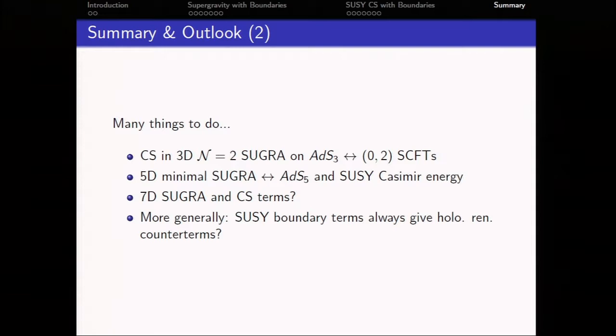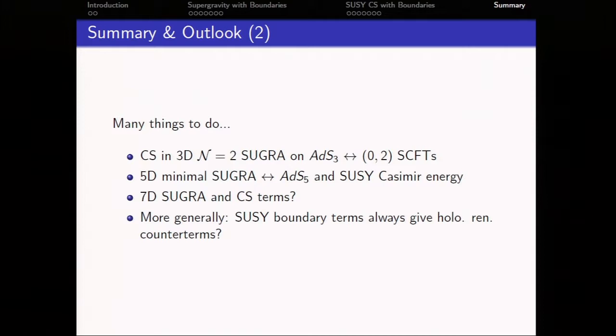Of course, there's the 5D minimal supergravity puzzle, so to try to understand the supersymmetric Casimir energy. And of course, you might try to do other theories with Chern-Simons terms. So, for example, 7D supergravity also has a Chern-Simons term. And in general, I think there are more general questions that you can ask.